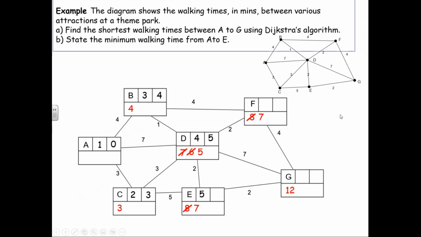Well, it doesn't really matter. So we'll label up E 5th with a permanent label of 7. We can replace the 12 underneath G now with a 9. So 7 add 2 gives you a 9 in there. Smallest out of those 2 is F and G. So F is a 7, so that's the 6th one. You've got 7 add 4 gives you 11, which we don't need to replace the 9 by.